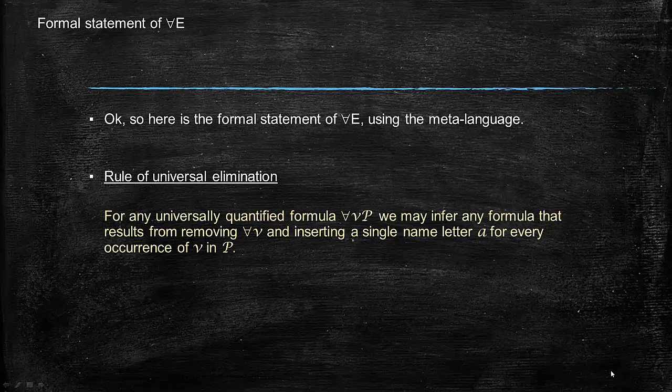So everything we've just learned here amounts to this very compact statement. For any universally quantified formula, for all Vp, we may infer any formula that results from removing for all V, removing this, and inserting a single name letter, A. Now remember, A is just any name at all. This is a variable in the metalanguage, so just any name at all, for every occurrence of V in P. Now, what does that mean?